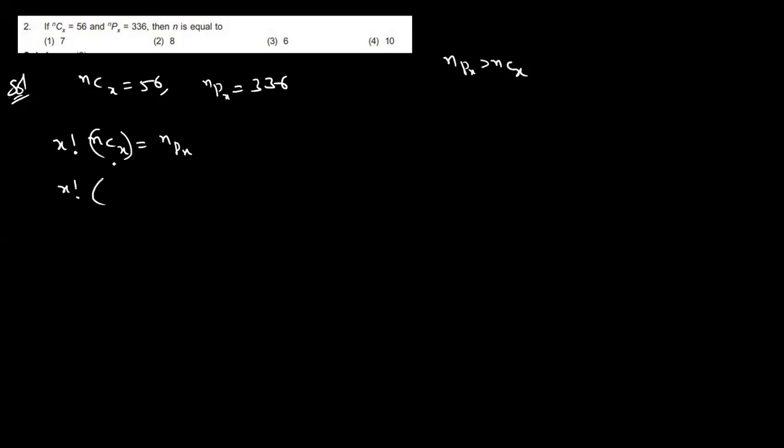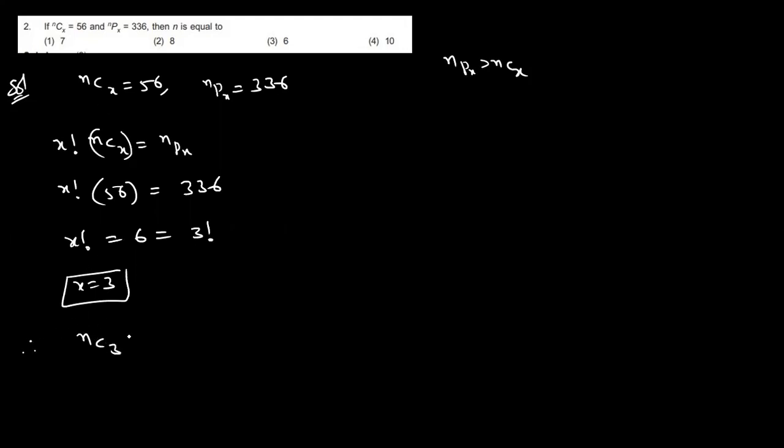x factorial into 56 is equal to 336. 336 by 56, how much is coming here? This is 6, which is 3 factorial. So x is 3. Still, the question is not completed. They are asking the value of n. 56 is the easiest number, so I'm using nC3 is equal to 56. Solve it.